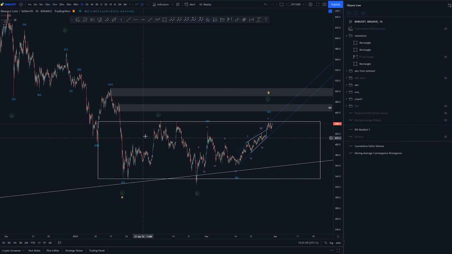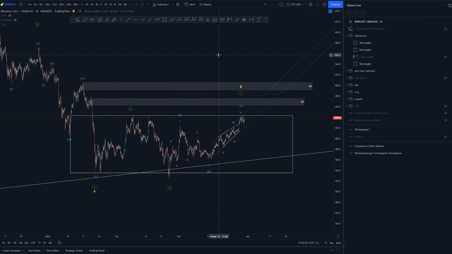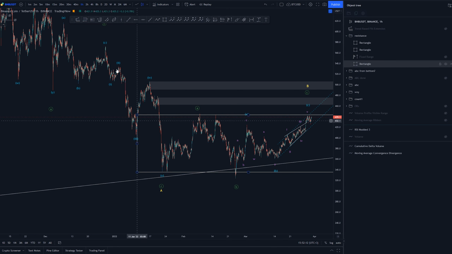Now to me this looks like an ABC, a flat pattern or expanded flat, as this low here came below the start of this A move.